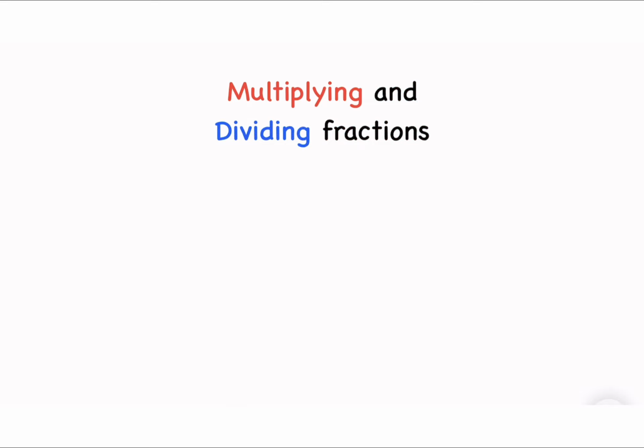Let's have a look at multiplying and dividing fractions. So we're going to start off with multiplying first. And it's really nice and easy. So if I take 3 sixths, for example, and I multiply that by 2 fifths, then it's really simple. I multiply my denominators together and I multiply my numerators together. So 6 times 5 is 30 and 3 times 2 is 6. So it's 6/30ths.